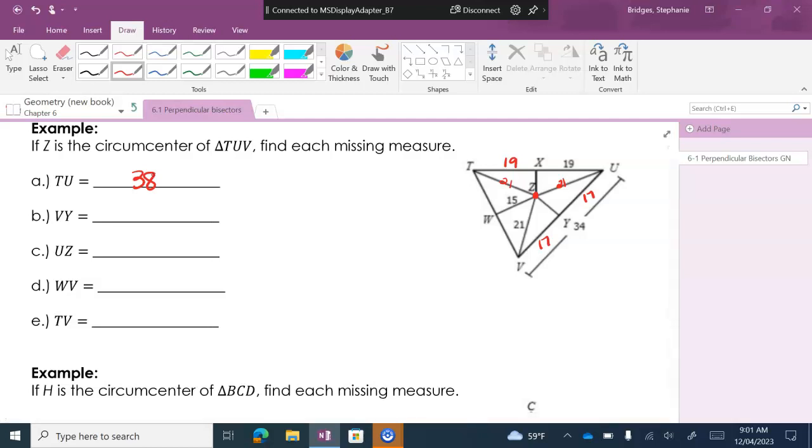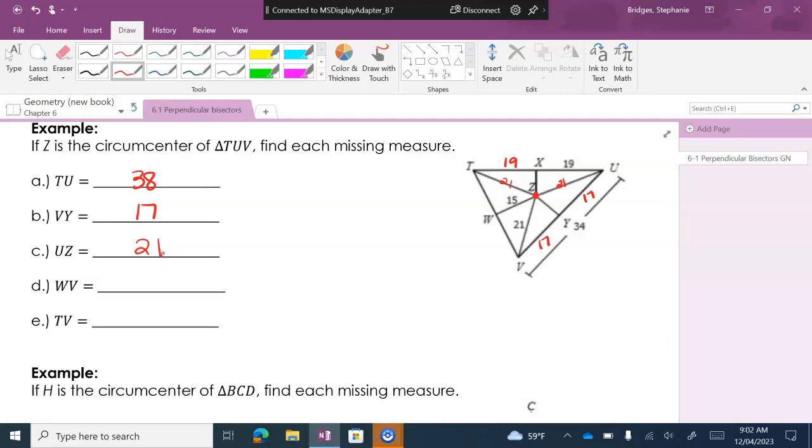All right. Go to the next one, VY. Look at our picture. Look what we have labeled. Do we know what the length of VY is? What is it? 17. What about UZ? Do I know the length of UZ? 21. What's the next one asking me for? WV. Do I have that one labeled?